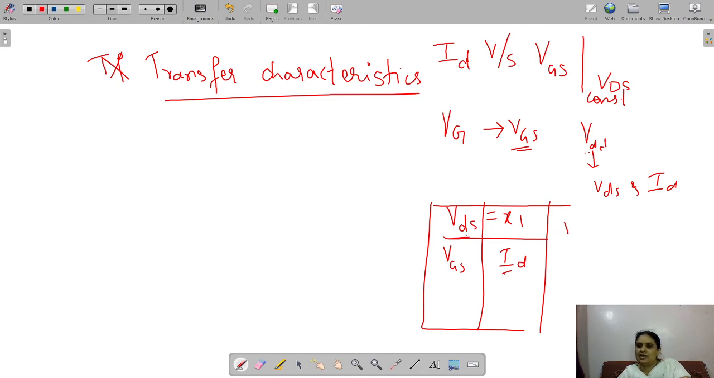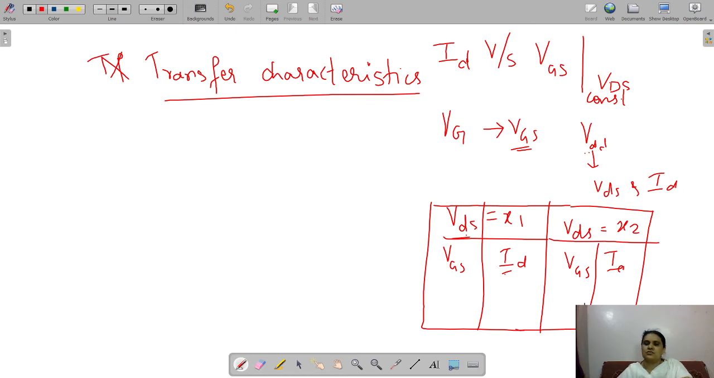Again I will increase the value of VDS to a new voltage, X2 volts, and vary the value of VGS again. I will get the value of the drain current. Like the output characteristics, different sets of characteristics can be obtained for different parameters. In the earlier class we discussed that VGS, VDS and ID are all controlling parameters. The VGS entirely controls the VDS and the ID.